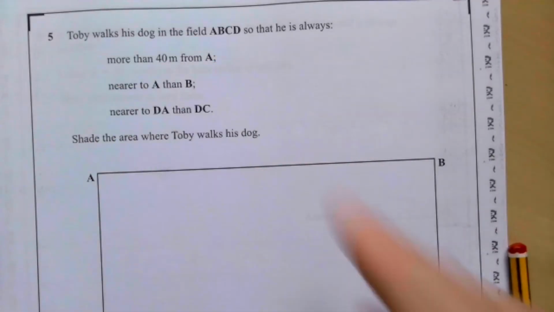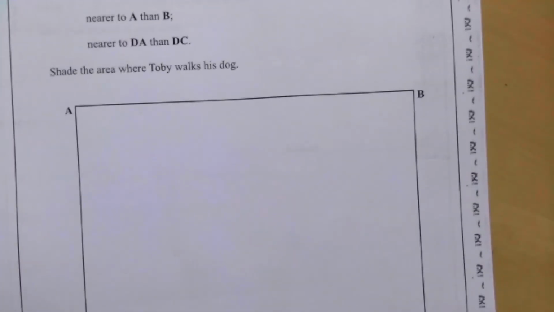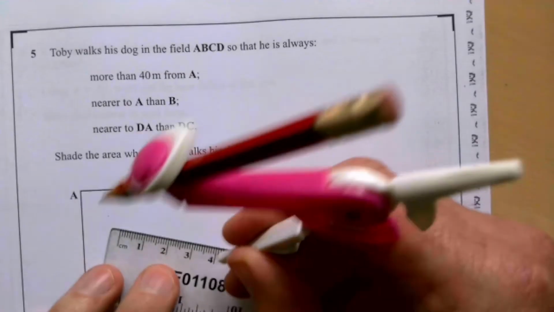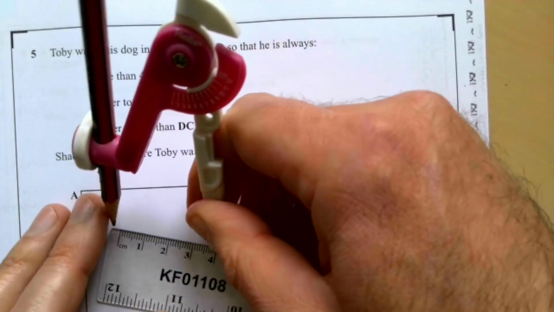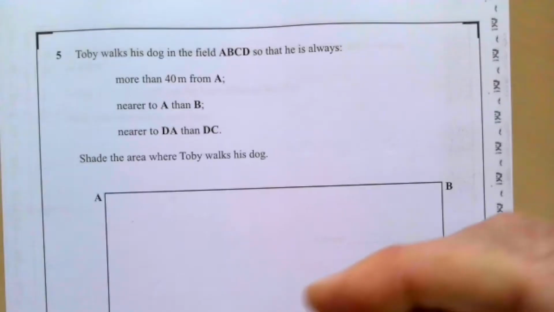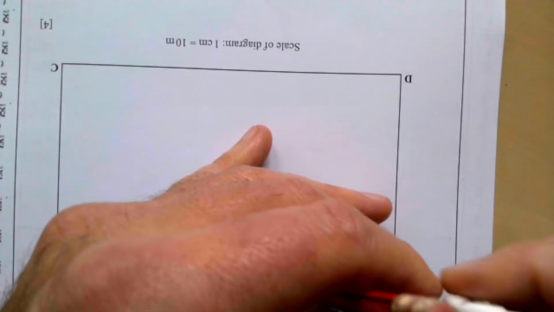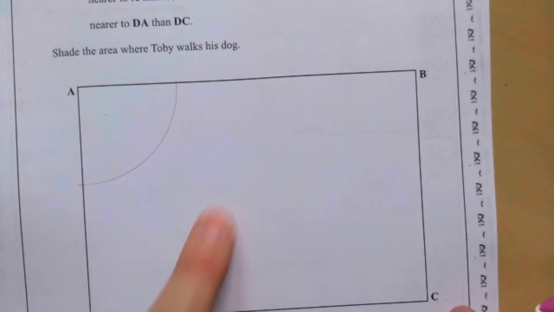So first of all, 40 metres from A, and our scale that we're doing then is 1 centimetre to 10 metres. So I want to set this up then as 4 centimetres. So I need my compass, and you can see, hopefully my hands get out of the way, that that's me set up then on 4 centimetres. With my 4 centimetres then, it's easier if I spin it around. So I have that bit, so it's more than 40 metres, which means it's to be outside the bit then that we need to shade.